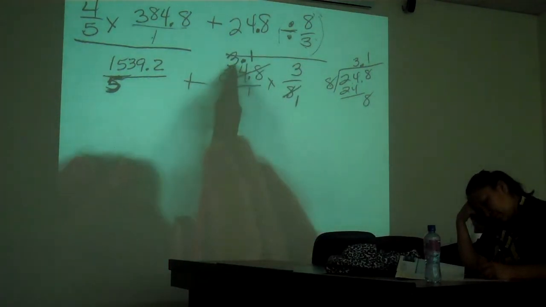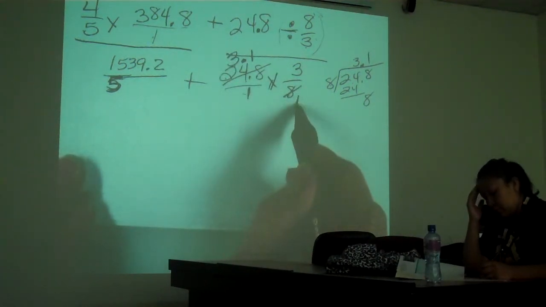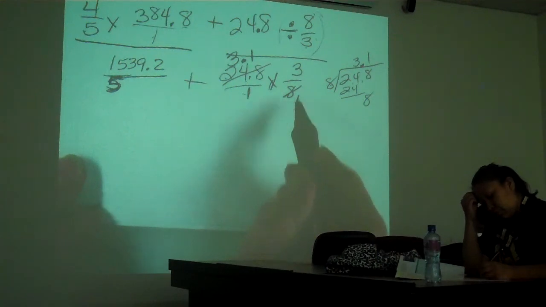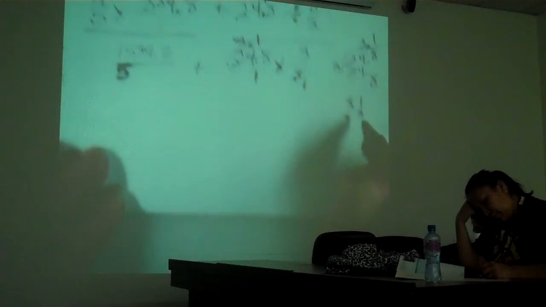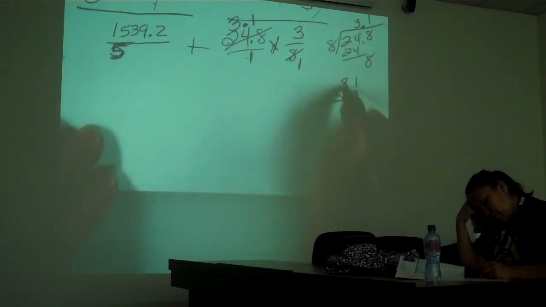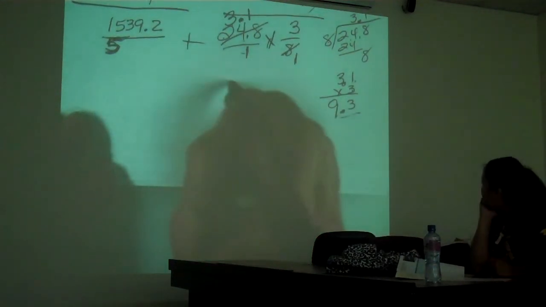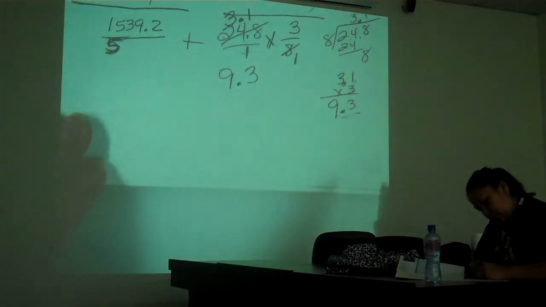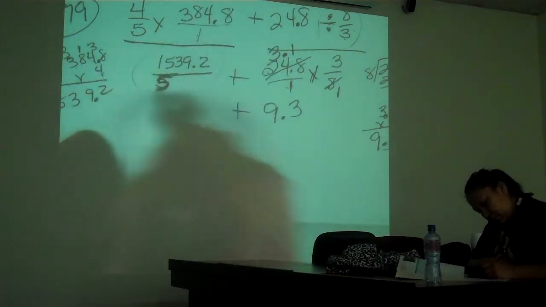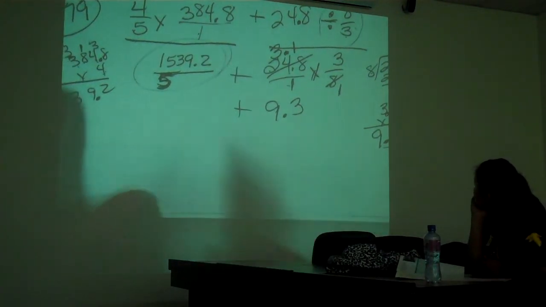Okay, now we have 3.1 times 3. And that's going to be over 1, so that's going to be a whole number, right? Just 3.1 times 3. 3 times 1 is 3. 3 times 3 is 9. We need our decimal. There's just one number, so it's right there. So it's 9.3 right here. Okay, this one, just do that division. And you'll have a decimal to put right here.